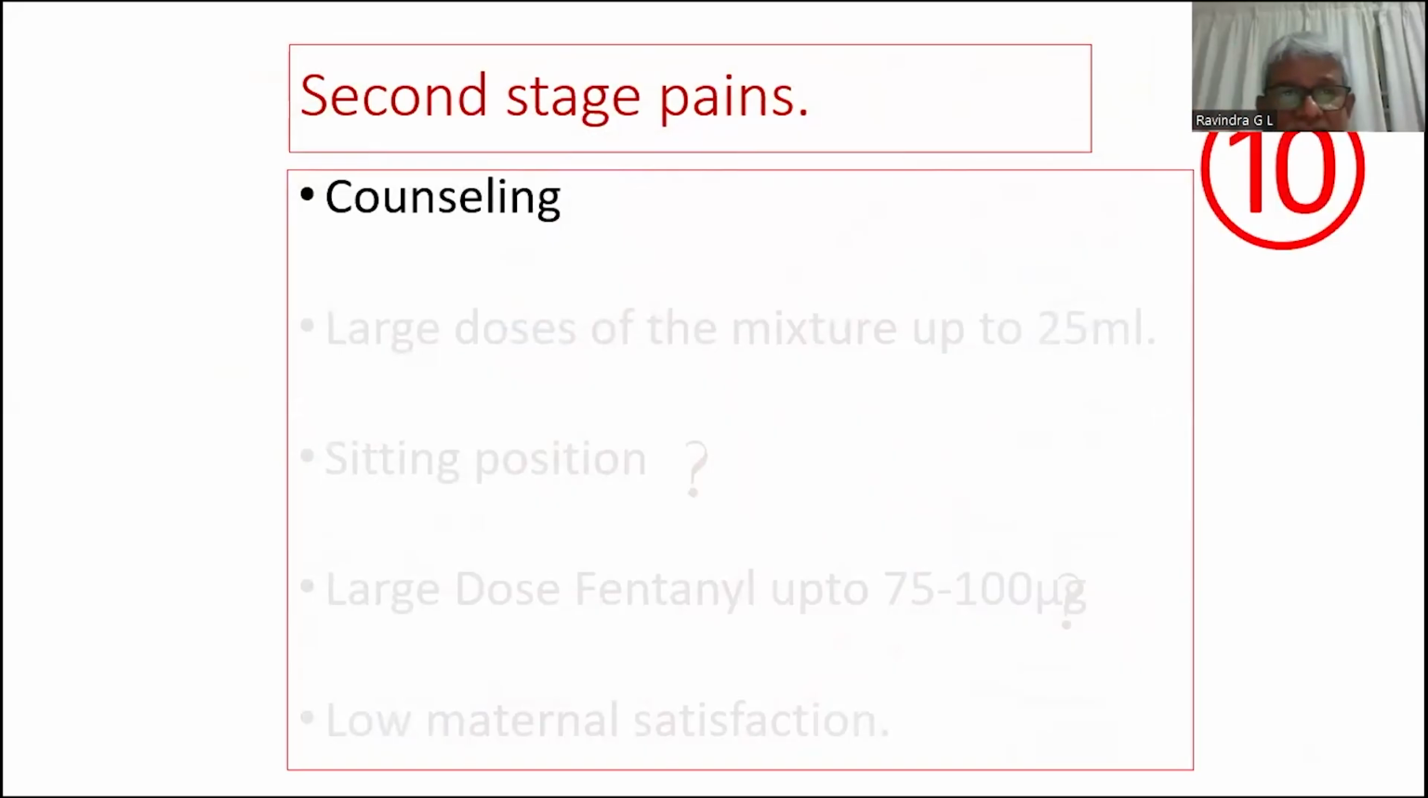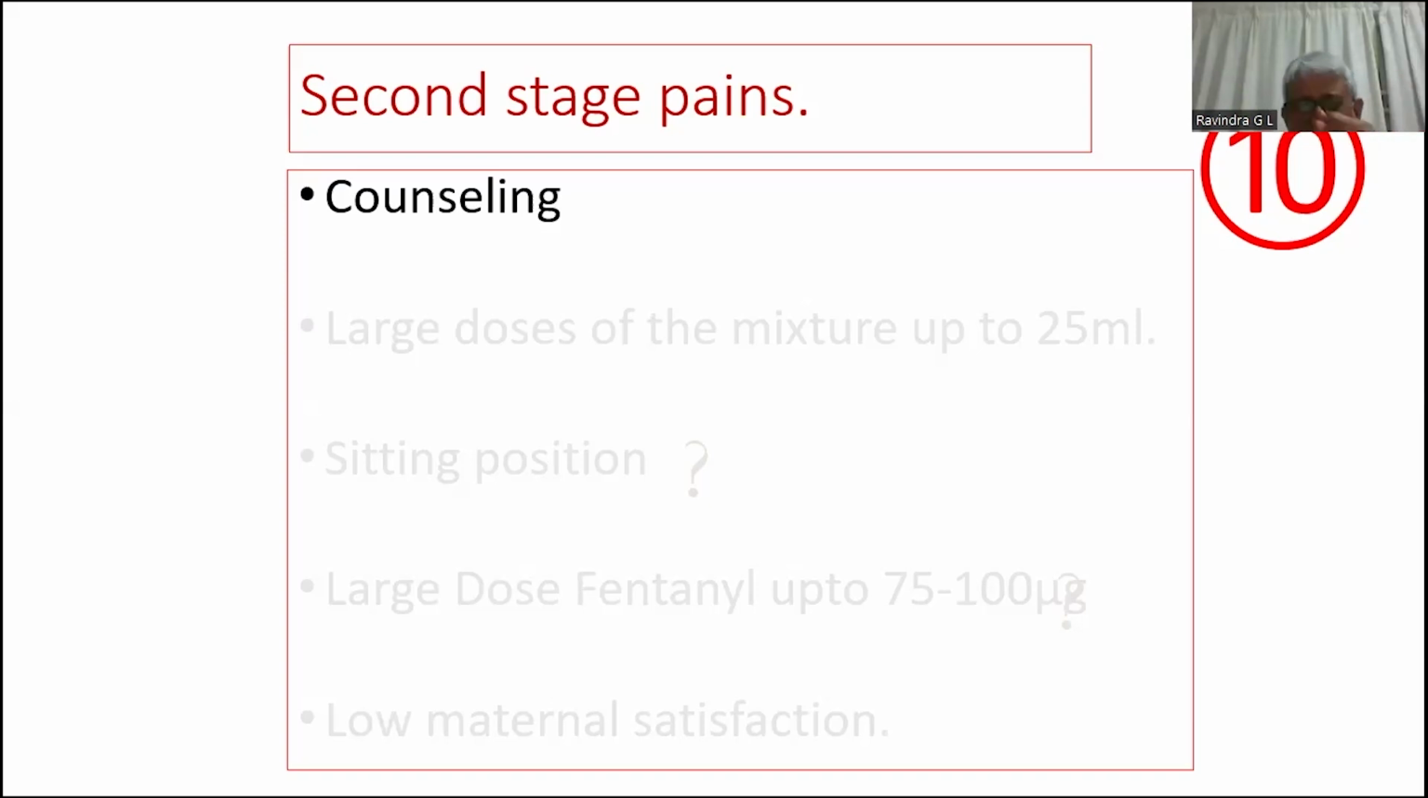The second thing is, whatever you do, unless you take the patient into good confidence, the patient will never be happy. So for that reason, you must counsel the patient. Now, counseling means what? What to counsel, how to counsel, and when to counsel. Of course, you would have counseled the patients about the first stage pains, the second stage pains, what you do, maybe in antenatal classes or before the labor, before you place the epidural catheter. All that is true.